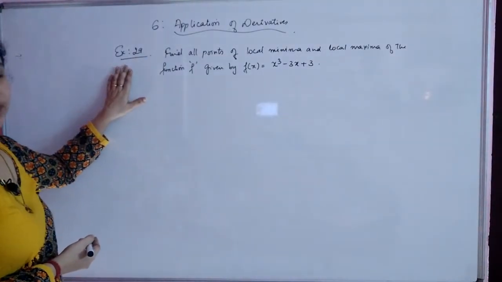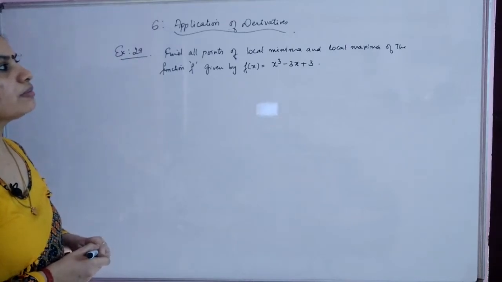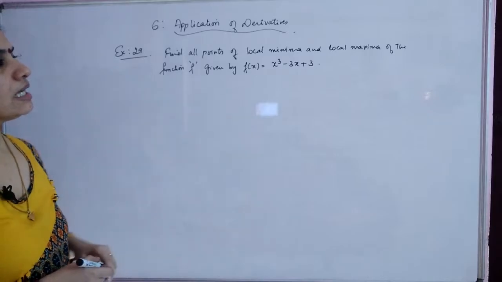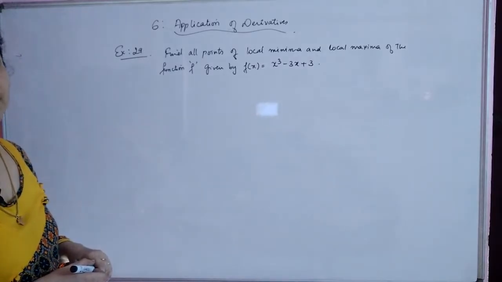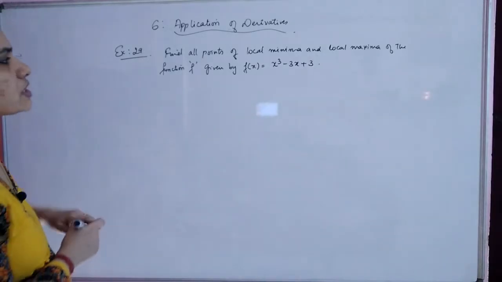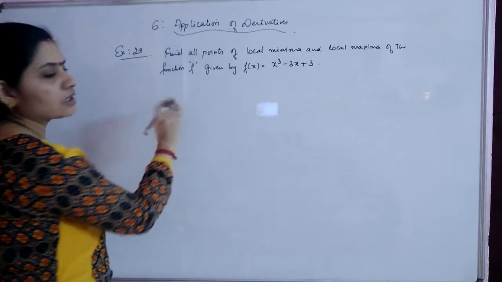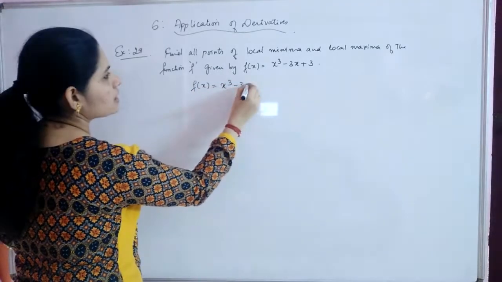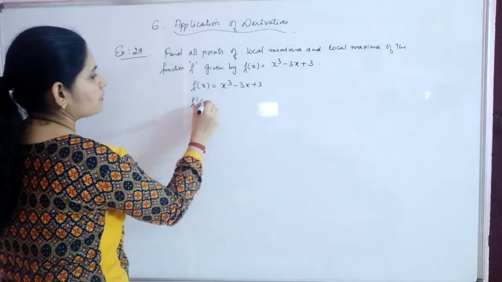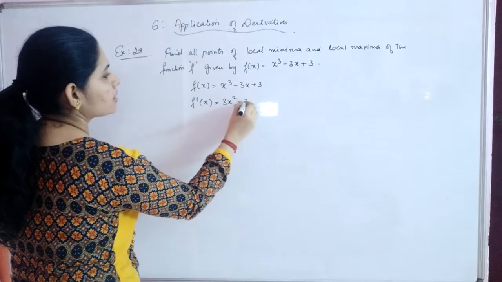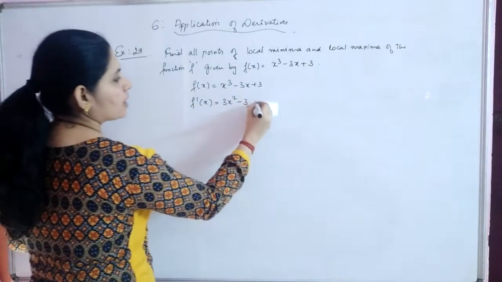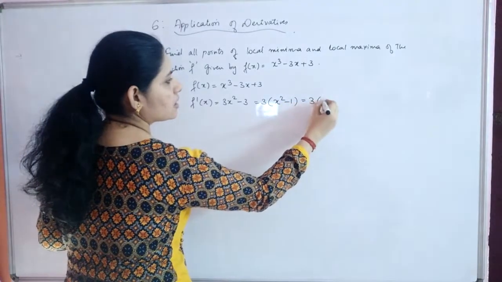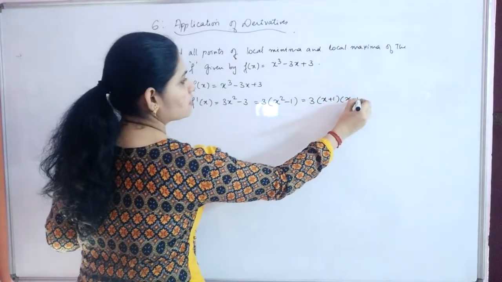So example 29 is: find all points of local minima and local maxima of the function f given by f of x equal to x cube minus 3x plus 3. So here what first we have to do is find the critical points. For that we have to differentiate the function x cube minus 3x plus 3 first. So f dash of x is 3x square minus 3. Here again you can take out 3, it will become x square minus 1, or this can be written as 3 into x plus 1 into x minus 1.